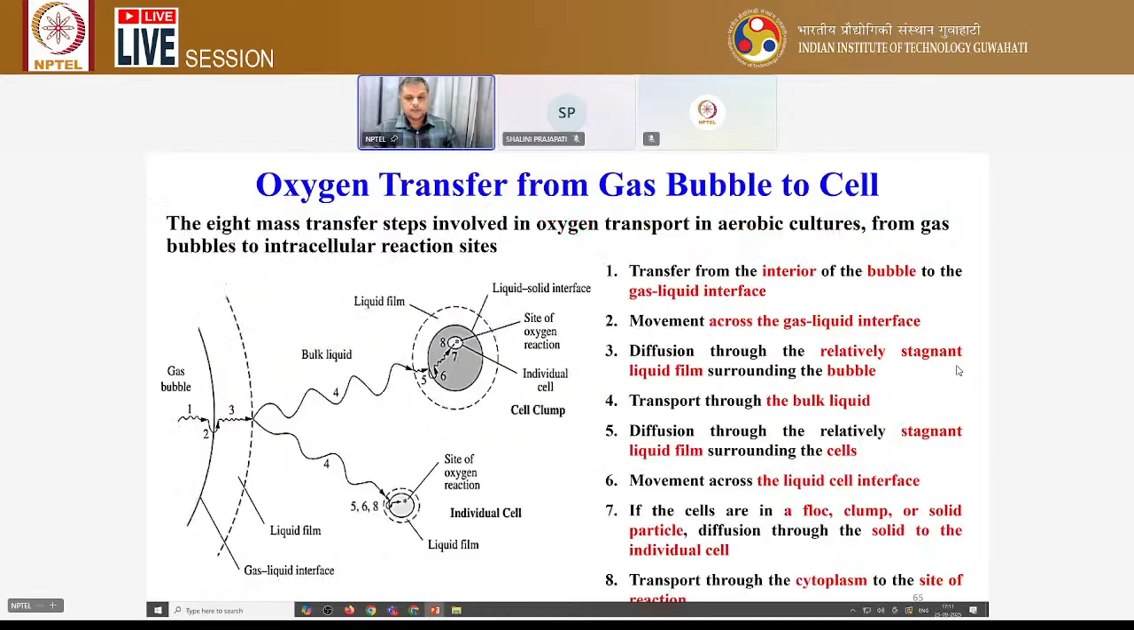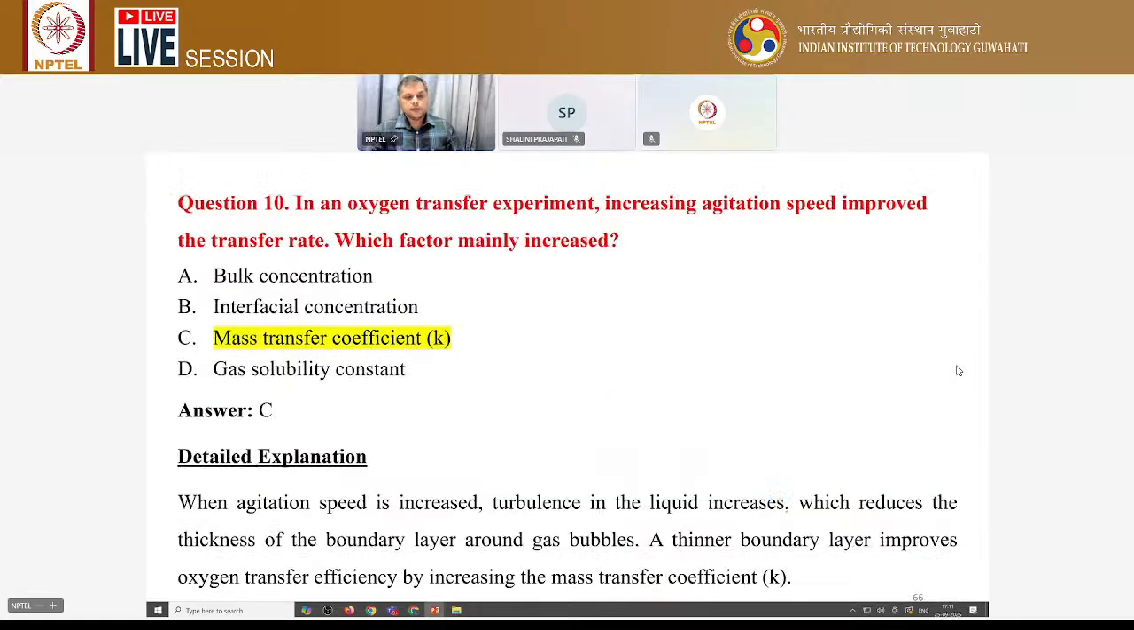Now next question is, in an oxygen transfer experiment, increasing agitation speed improves the transfer rate. So if we are increasing the agitation speed, it is improving the transfer rate. If you remember, the transfer rate N_A is KLa times CL star minus CL. What you are doing is increasing the agitation. It means you are not changing the concentration part. It means you are improving the KLa.